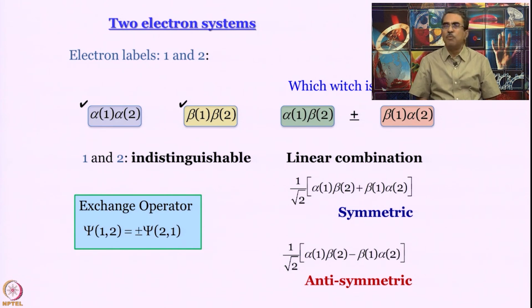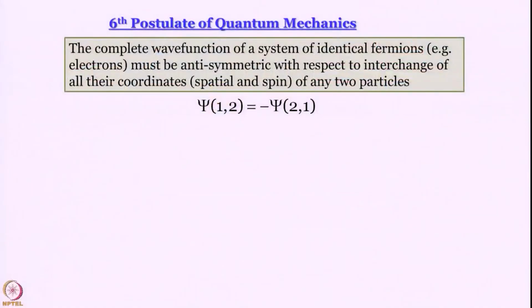Okay? Why are we talking about this? How does it matter if they are indistinguishable, and how does it matter if some wave function is symmetric and some is not? It matters because of the 6th postulate of quantum mechanics, which also goes by the name Pauli principle, not Pauli exclusion principle. Pauli exclusion principle follows from here. Pauli principle essentially says that the complete wave function of a system of identical fermions must be antisymmetric.